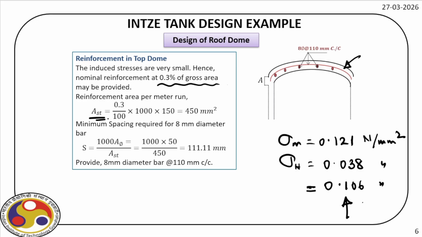So AST in our case is 0.3% of the area. So we consider 1 meter wide area and the depth is 150. So the area of steel is 450 millimeter square. Now from this, if we adopt a diameter of 8 phi bar, we can find out the spacing, which is 111.11 millimeter. So we can adopt 110 millimeter spacing between two bars. So we have 8 phi at the rate of 110 center to center.